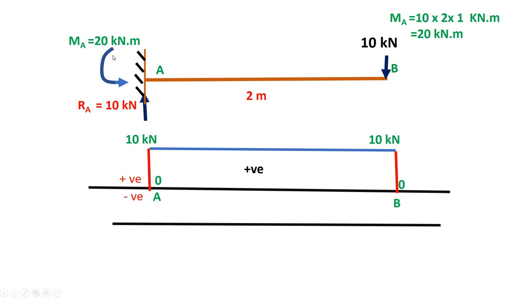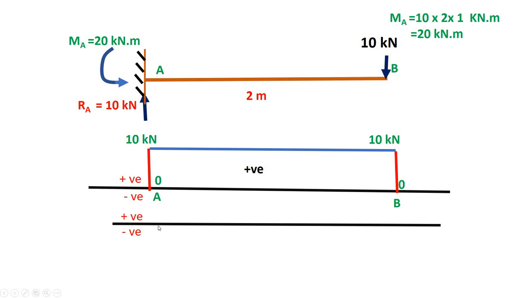Now next is, let us draw the bending moment diagram. The moment over here is minus 20 and again left side anti-clockwise is negative. So the bending moment diagram for a cantilever beam is negative, right? So above this line positive diagram, below this line negative diagram.